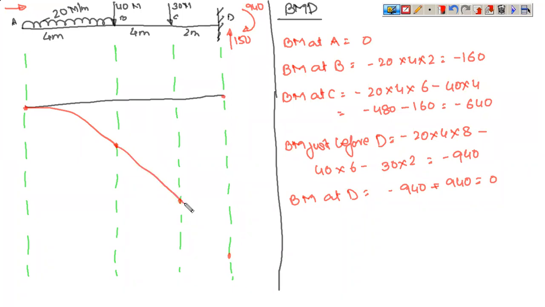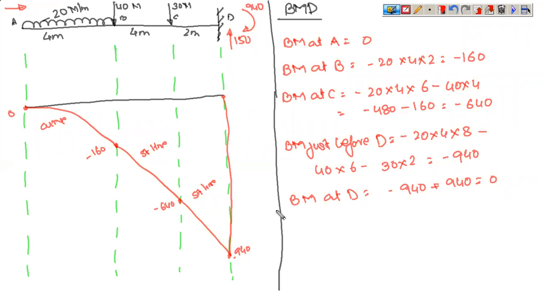From here to here, again a straight line. And when it comes here, this diagram will close itself. So this is a curve. This is a straight line. And this portion is also a straight line. You can put down the values. This is 0. This is minus 160. This is minus 640. Minus you need not write, or you may also write, it doesn't make any difference. So this is the bending moment diagram.